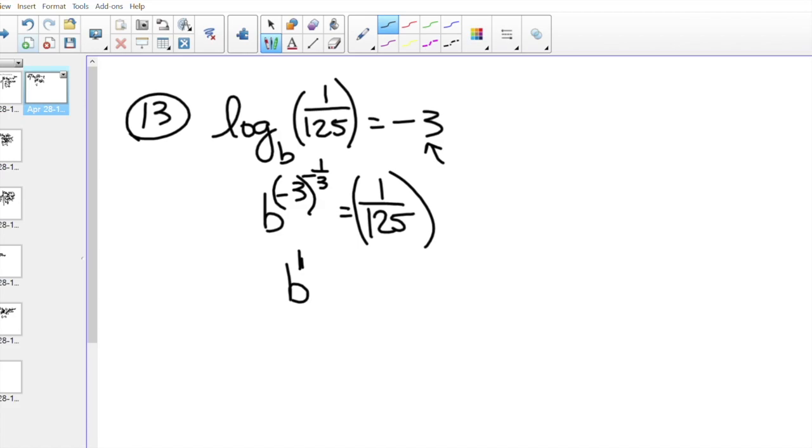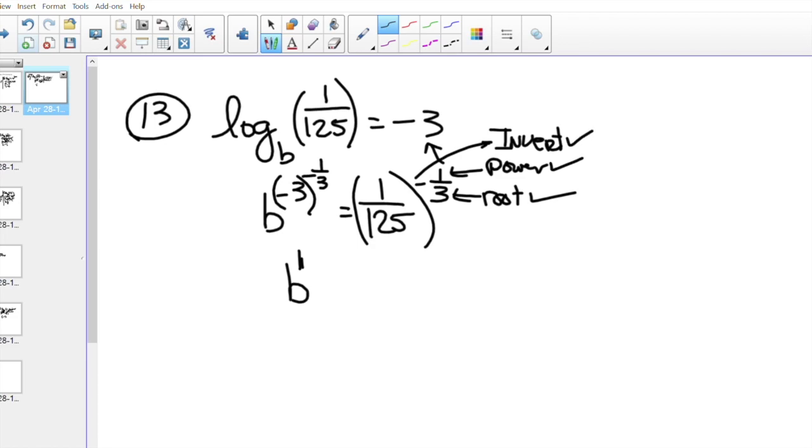Well, what you do to one side, you must do to the other, or take it to the power of negative 1/3. The bottom number again is the root, the top number is the power. Negative does not change it to a negative answer. It means to invert your answer. So I start off with the root. What times itself 3 times is 1 over 125? Obviously the answer is 1/5. To the first power, again, 1/5. Inverted, 1 over 5 becomes 5. And that's how you do number 13.